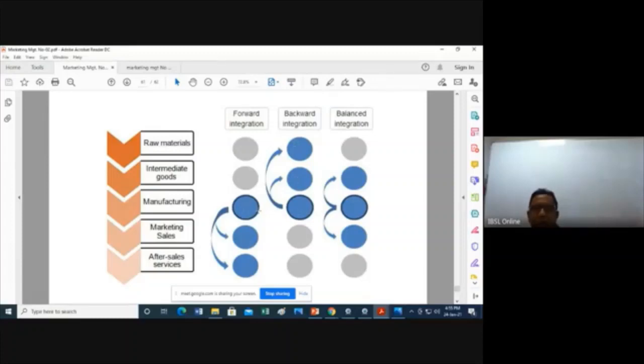So a manufacturing business going forward and starting a supermarket, or a manufacturing business going backward and buying a supplier business. Similarly with tea, whatever a plantation was manufacturing, now they are getting into brand teas, right?